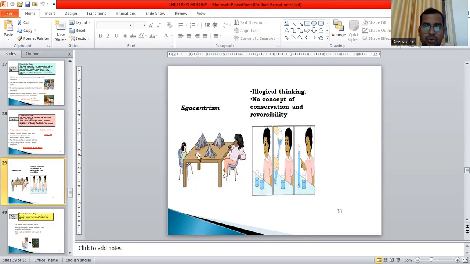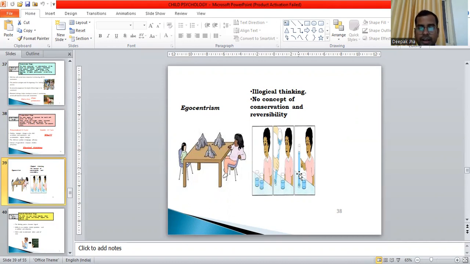Number two, there is no concept of reversibility or conservation of memory. As you can notice from the example, if the table was turned, the child should have kept it in his memory or should have been able to reverse the knowledge and tell, but the child was unable to do so. So there is no concept of conservation of memory as well as reversibility of memory, and there is illogical thinking.